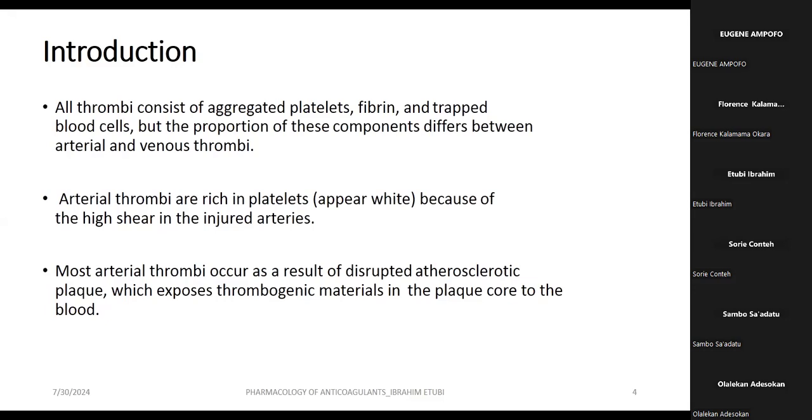in terms of the content. So all thrombi essentially consist of aggregated platelets. We also have fibrin and then trapped blood cells. But depending on whether it is venous or arterial, the proportions will vary. Arterial thrombi are mostly rich in platelets, and because of this they appear white, and they can be called white thrombi. This is because of the high shear stress in the vessels where they are found, which are arteries. Most arterial thrombi occur as a result of a disrupted atherosclerotic plaque, which exposes thrombogenic materials in the plaque to the blood.